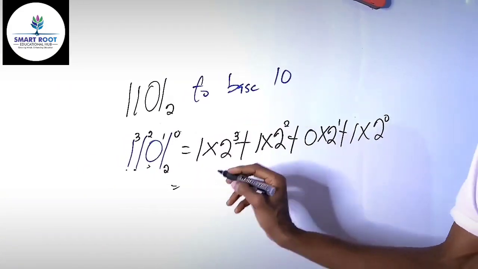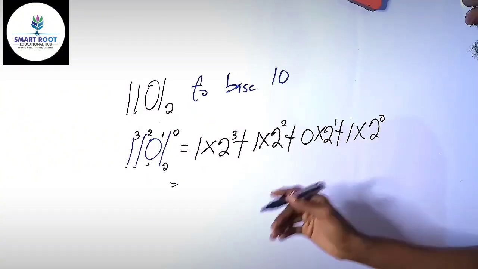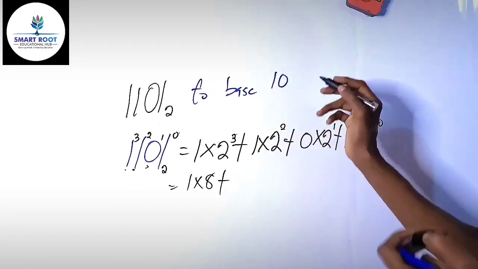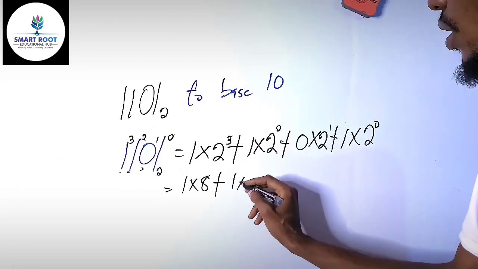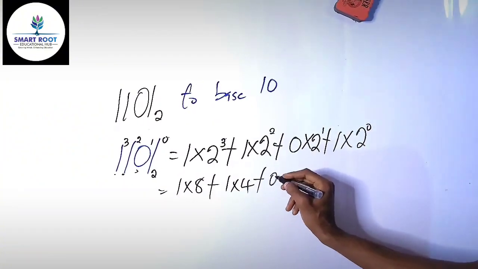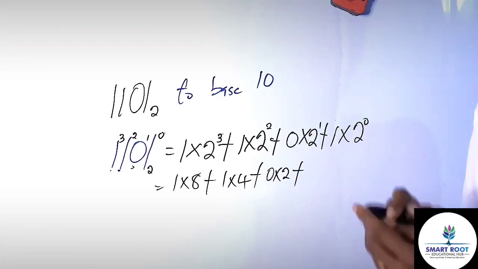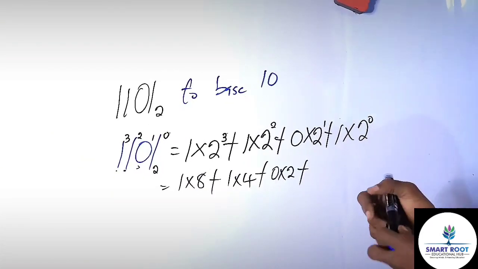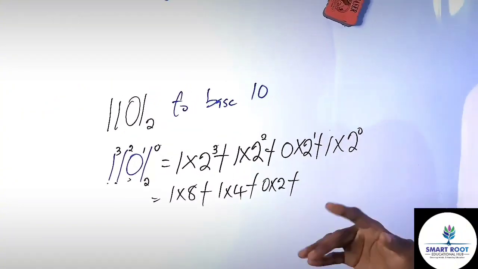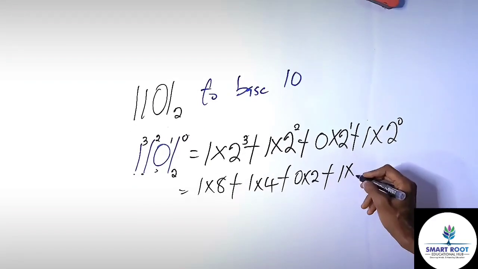So 2 raised to the power 3 is 8, right? 2 raised to the power 3 is 2 times 2 times 2, and that is 8. So this becomes 1 times 8 plus 2 raised to the power 2 is 4. This becomes 1 times 4. 2 raised to the power 1 is 2. This becomes 0 times 2. And 2 raised to the power 0 is 1. Now, if you check my video on laws of indices, you see where I emphasized this law: any number raised to the power 0 is 1. So 2 raised to the power 0 is 1. So we have 1 times 1 here.